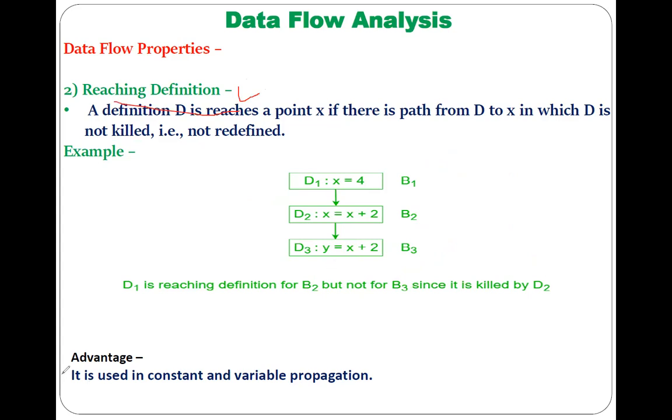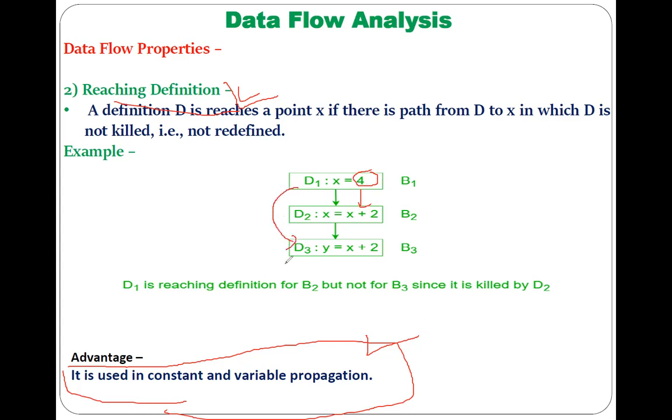Now what is its advantage? It is easily utilized for constant propagation optimization. You already know constant propagation is one of the code optimization techniques. Now, how can the reaching definition help us? The constant which you have declared here for x, you can propagate it up to D2 only. You cannot propagate it to D3. Why? Because it is getting modified here. Understood?